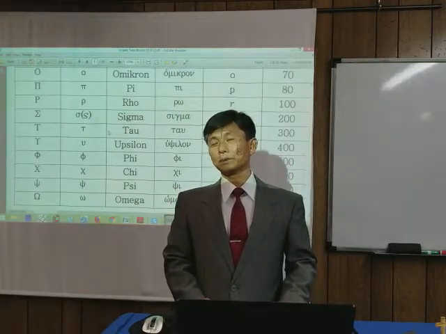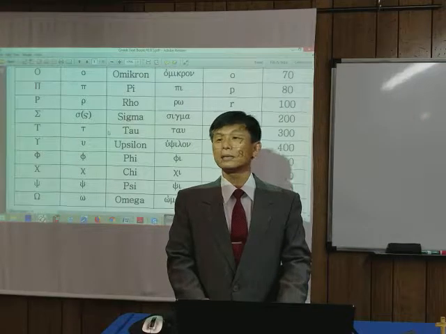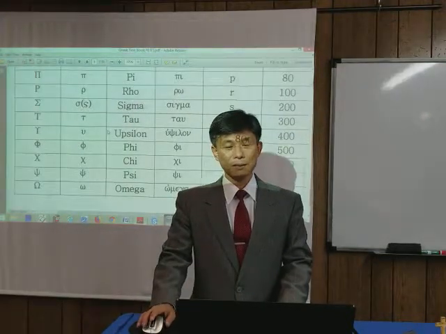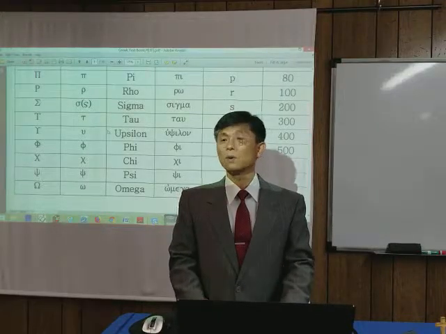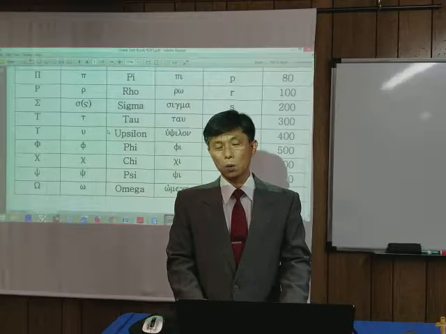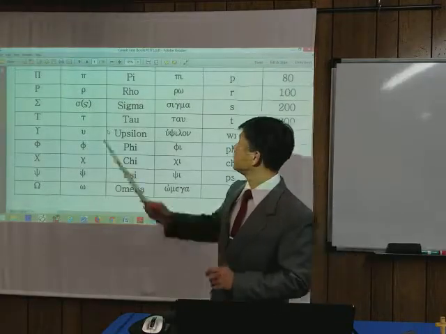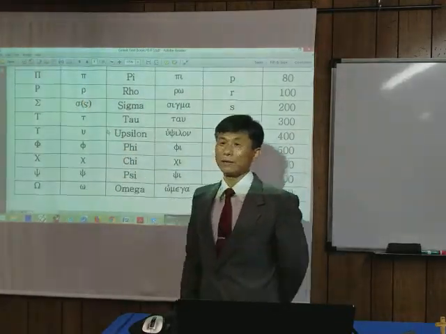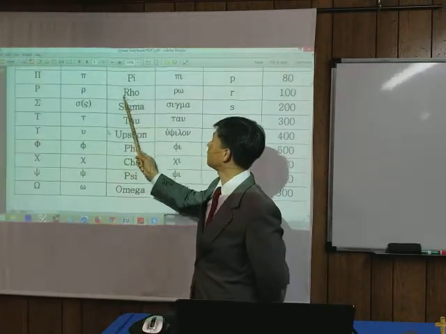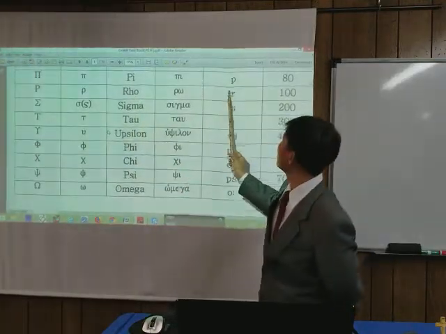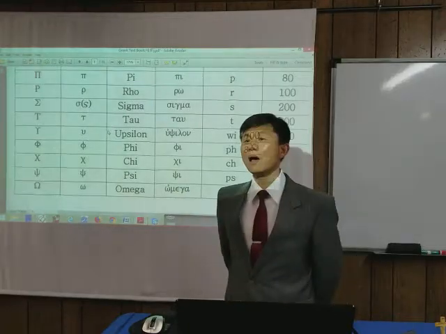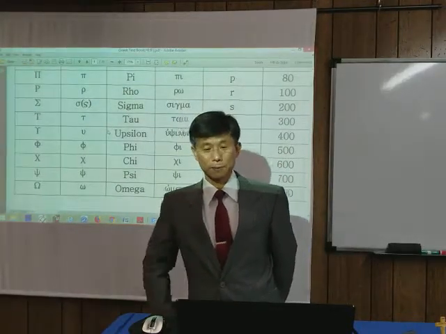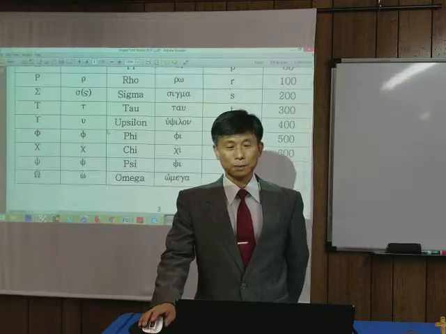And then the pronunciation in English is P sound. And then next alphabet? Rho. It looks like an English P, but it is not P, okay? So do not confuse on this alphabet. The name of the alphabet is Rho, and the English pronunciation is R sound, like Romeo, R.